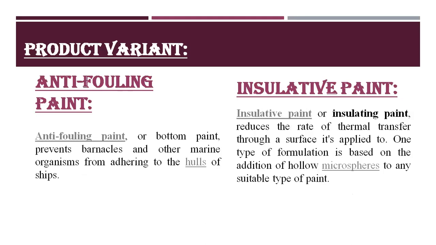Next is anti-fouling paint. Anti-fouling paint or bottom paint prevents barnacles and other marine organisms from adhering to the hulls of ships. Insulative paint is also called insulating paint, which reduces the rate of thermal transfer through a surface it's applied to. One type of formulation is based on the addition of hollow microspheres to any suitable type of paint.